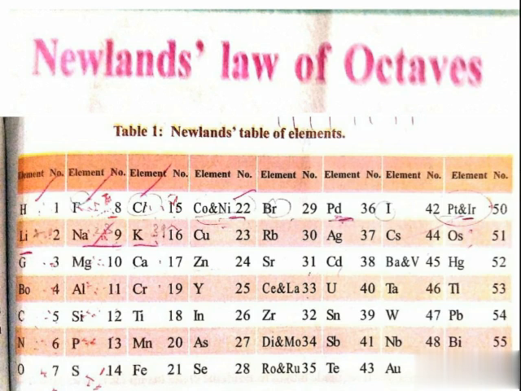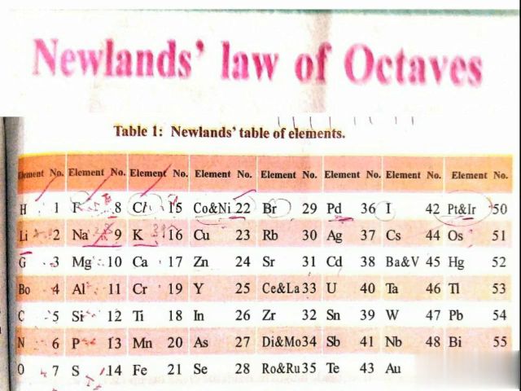In Newland's table of elements, if we start with hydrogen and move down, the eighth element is fluorine, and the next eighth element is chlorine, and so on. The properties of hydrogen, fluorine and chlorine are similar.